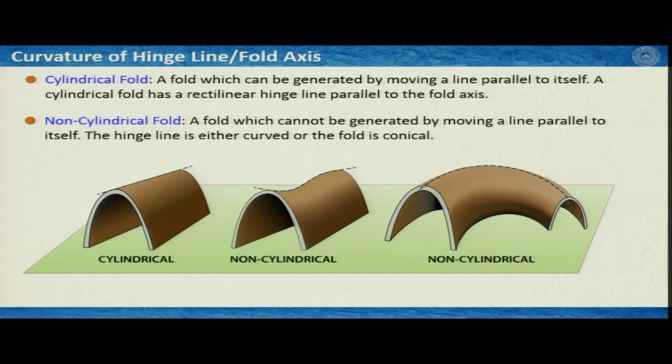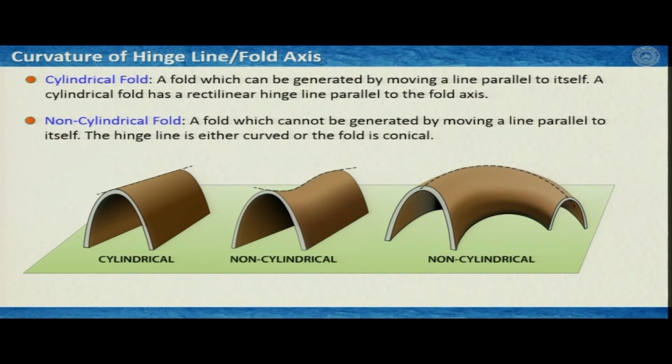Now, if the fold axis is straight, then we call it a cylindrical fold. In other words, the way we defined the fold axis in the previous lecture, a fold which can be generated by moving a line parallel to itself, and this particular line is your fold axis. If you can do that, the fold you produce is a cylindrical fold, because the direction of the fold axis is not changing in this case.